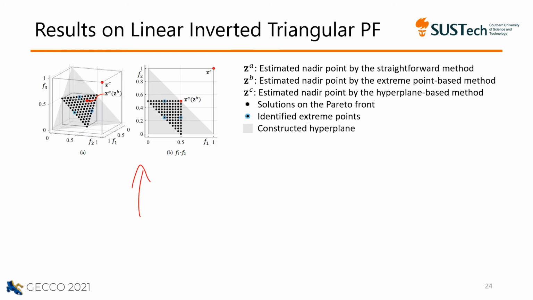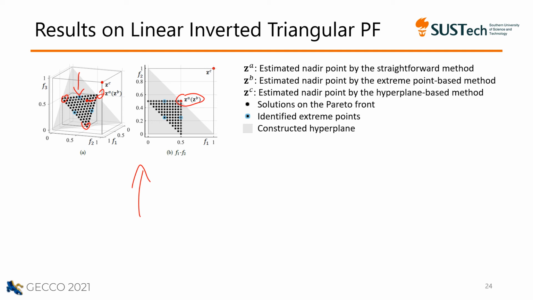These figures show the results on the linear inverted triangular Pareto front. We can see that the extreme point-based method fails to identify the 3 corners of the inverted triangular Pareto front. Instead, the points around the middle of each side are selected and identified as extreme points. This is because the closest point to each axis is selected as an extreme point. Interestingly, despite all this, the straightforward method and the extreme point-based method give the same nadir point.